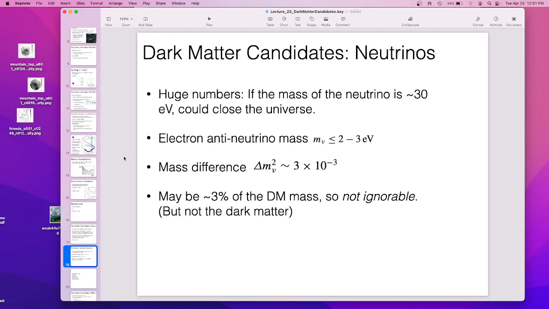Neutrinos. Okay, so the huge numbers. The neutrino mass is maybe a couple electron volts, which is really low, but it's there. So it could be enough to close the universe.